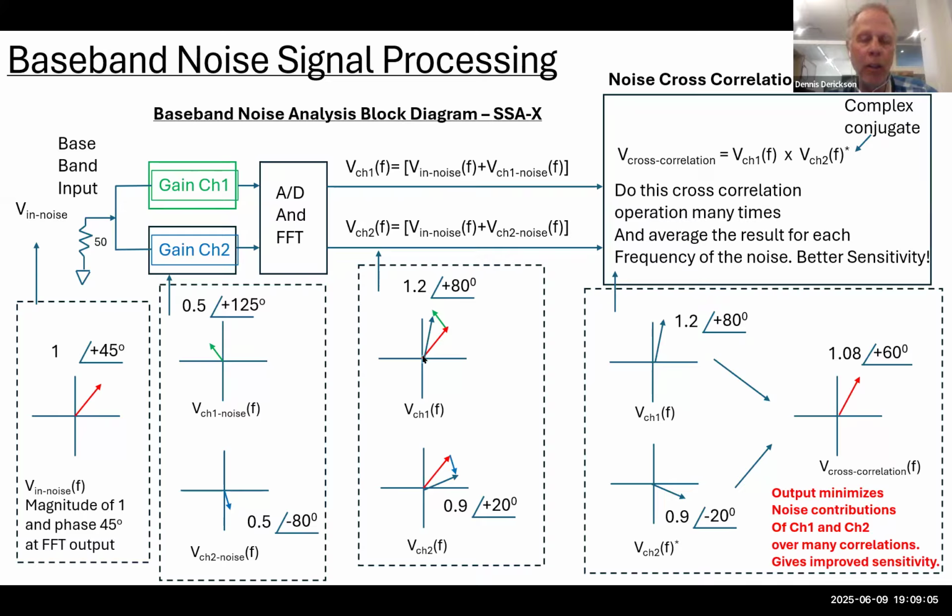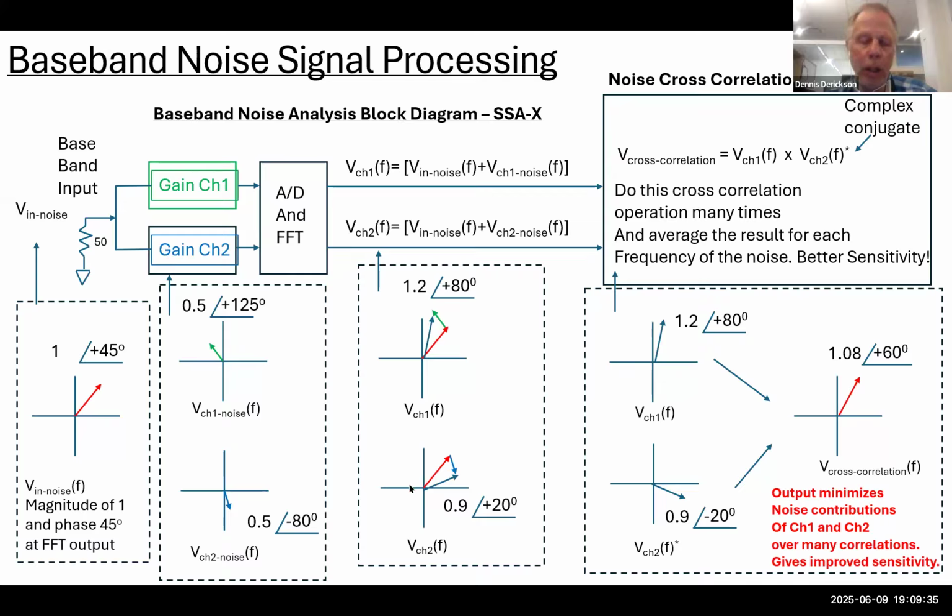Here I show the red signal, which is the input 50 ohm thermal noise. Then I show that channel 1 has its own noise, which has thermal noise and other noise components, and it's going to add with a certain phase at that frequency. Then you'll get this resultant blue vector, which is adding the 50 ohm noise resistor plus the channel 1 noise to get this resultant vector.